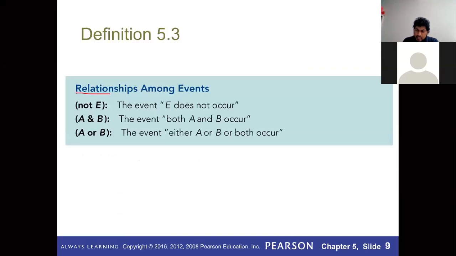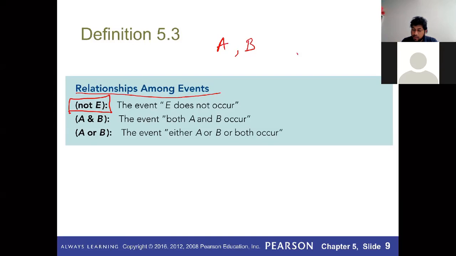There are some relationships among events. Let's say I have event A and event B. I'm telling you that my event B is not event A, something like that. Not E means everything that does not belong to that particular event. This event we call E, so not E means the event E does not occur.